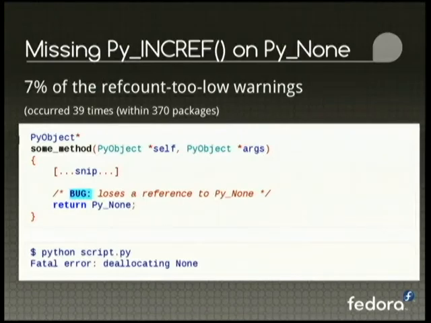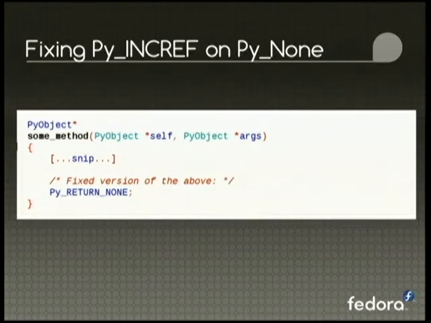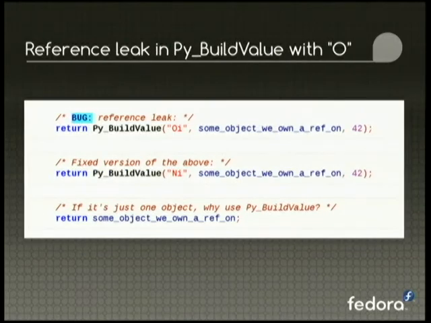And one of the classic ones, I found about 7% of the reference counts too low were this classic one where you're trying to return None from a method. Now, if you're returning an object from a method, you're meant to be returning a new reference to an object. So if you naively return the PyNone singleton, you're forgetting to do an incref on it. And if you call that method enough times, the interpreter will bomb out with the error message given at the bottom. The way to fix that is a pre-canned macro, Py_RETURN_NONE, which does the incref for you.